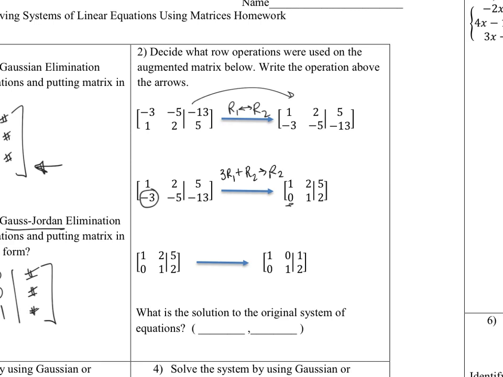So let's just double check that that works. So 3 times 1 is 3, we get a 6 and a 15. We add, so that was 3 times row 1. We add row 2 to that, that's -3, -5, -13. And we get 0, 1, 2, which is exactly that. Perfect.